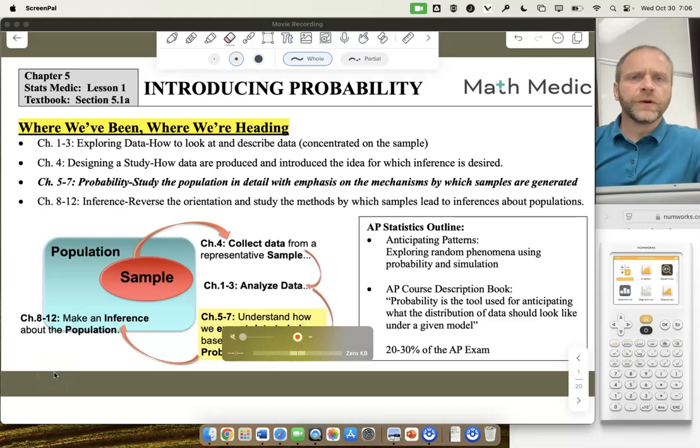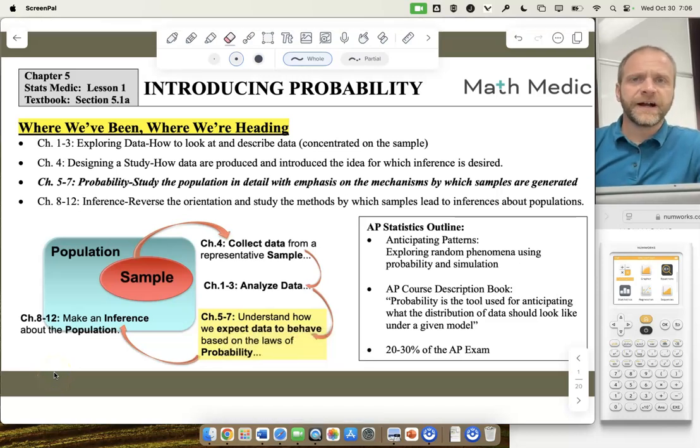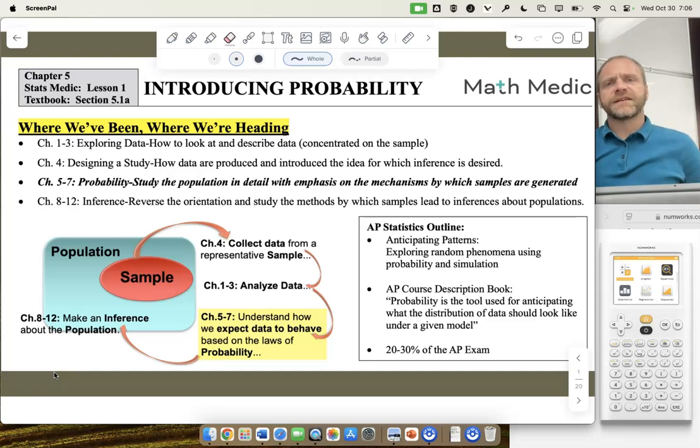Mr. Rainsberg here to go over the first video of Chapter 5, which deals with probability. This lesson, 5.1a, is going to be looking at introducing probability, some of the rules, interpretations, and definitions.